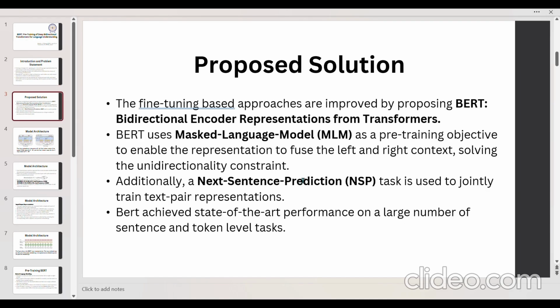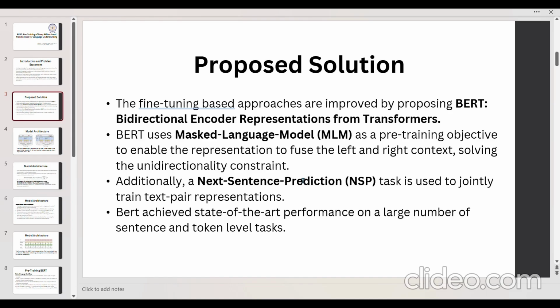In this paper, the model BERT is proposed, which stands for Bidirectional Encoder Representations from Transformers. BERT can solve the previously mentioned unidirectionality problem by using a masked language model, or MLM, pre-training objective.